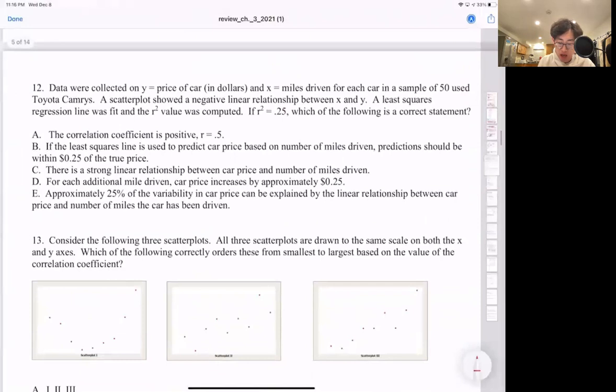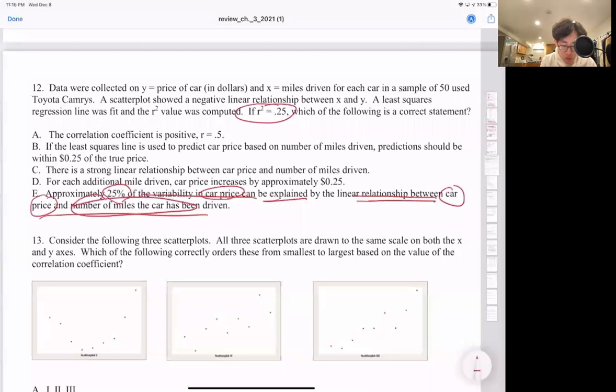Number 12, we have R squared is 0.25, which of the following is a correct statement? That means 25% of the variability in the car price, the response variable, can be accounted for, can be explained by the LSRL with the explanatory variable and the response variable. You can put those two together, but obviously we understand that it's E. You follow the template. That's what R squared is all about.